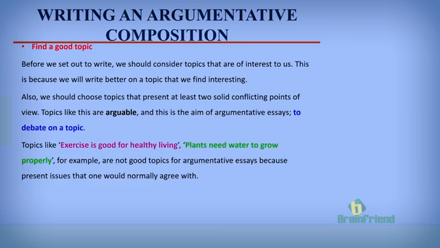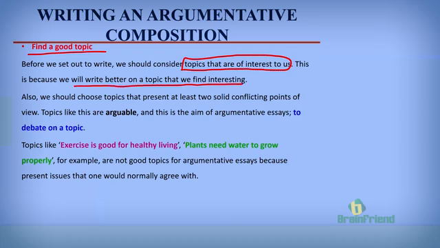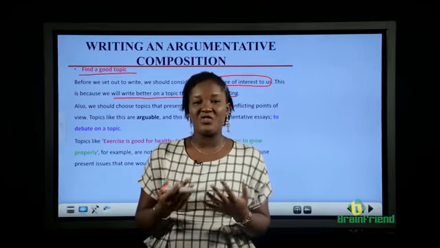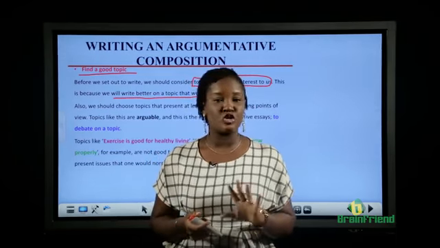Now, let's look at some things to note or some tips to consider when writing an argumentative composition. The first thing to do is to find a good topic. Before we set out to write, we should consider topics that are of interest to us. This is very important. This is because we will write better on a topic that we find interesting. If you do not find a topic interesting, if it does not interest you as the writer, you would not have enough information to write about that topic. You will not even be happy writing about the topic because it's something that does not interest you.